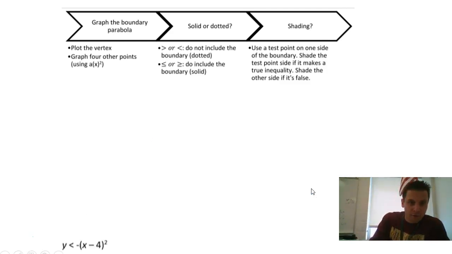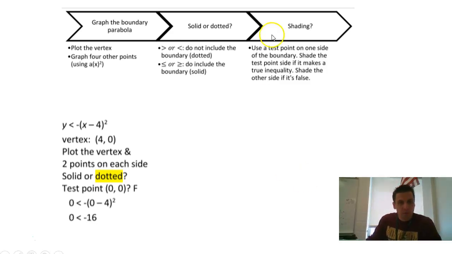Let's do another one in vertex form. y is less than negative quantity x minus 4 squared. The vertex here is (4, 0). It's the opposite of what's inside the parentheses. There's nothing on the outside, so 0 is the y-coordinate of the vertex. Then we can plot the vertex and 2 points on each side and then reflect them. It's a dotted line because it's strictly less than. Then we'll find a test point.